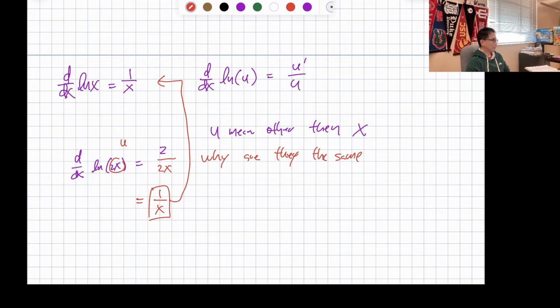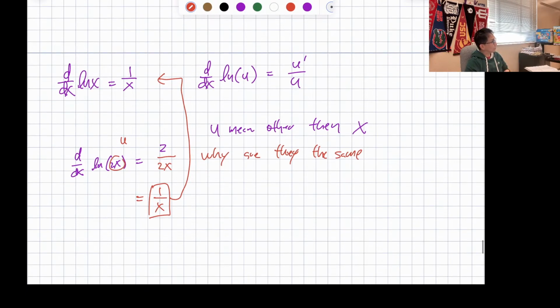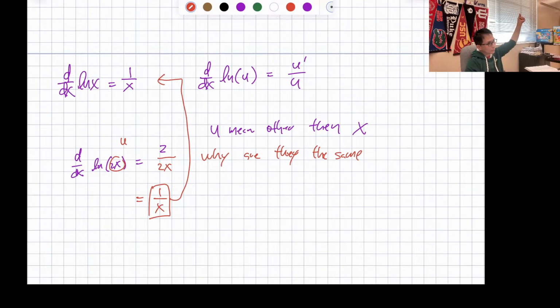It's translated. Both of them are moving at the same speed. Is it because you can split it up into ln of x plus ln of 2, and then ln of 2 is a constant?